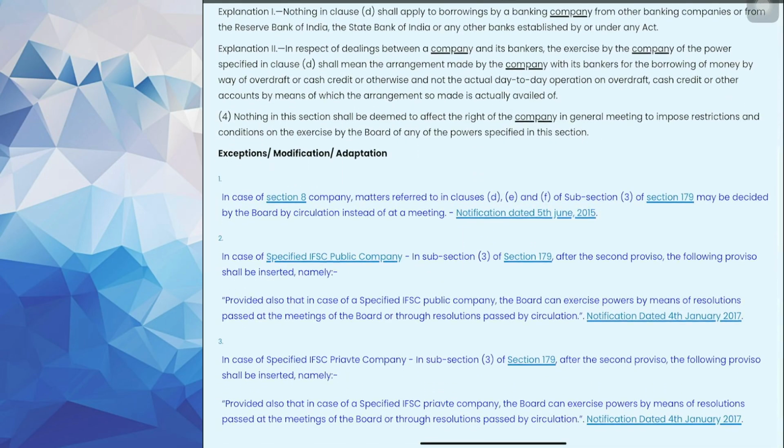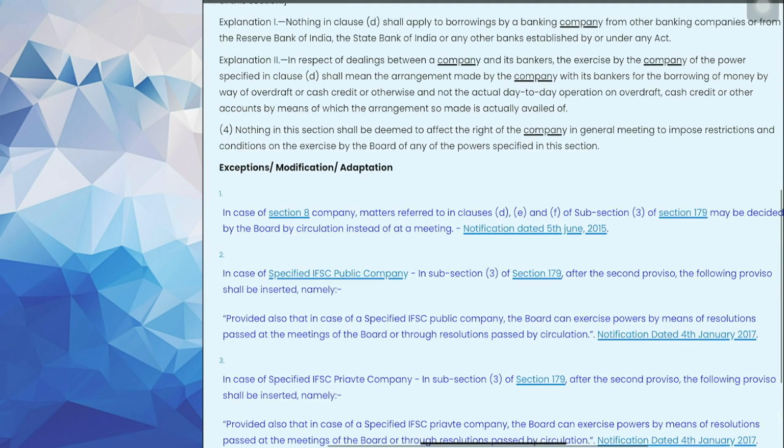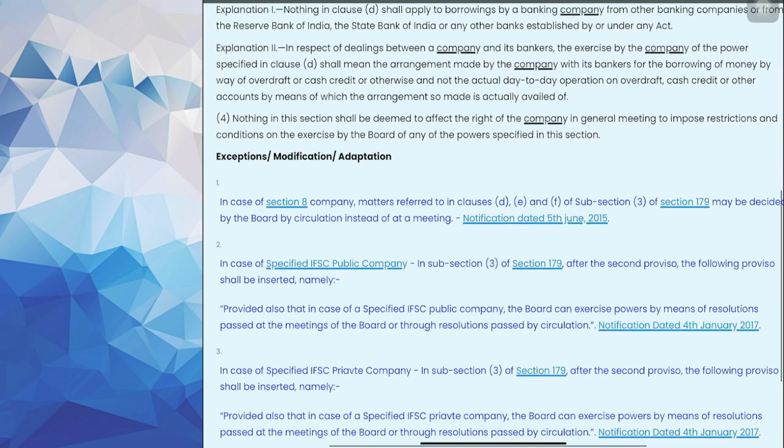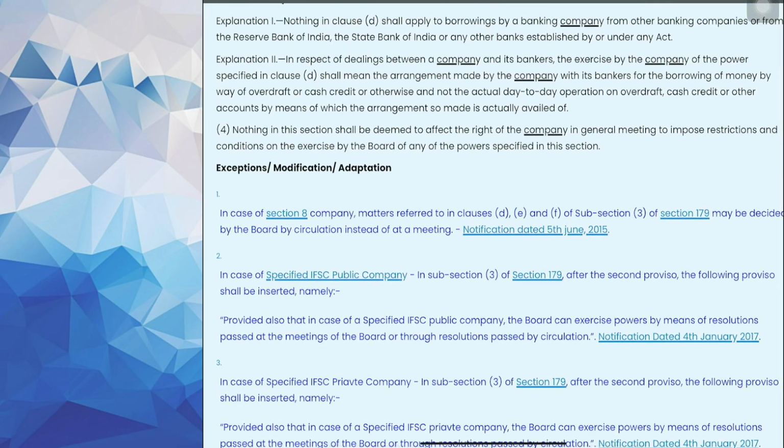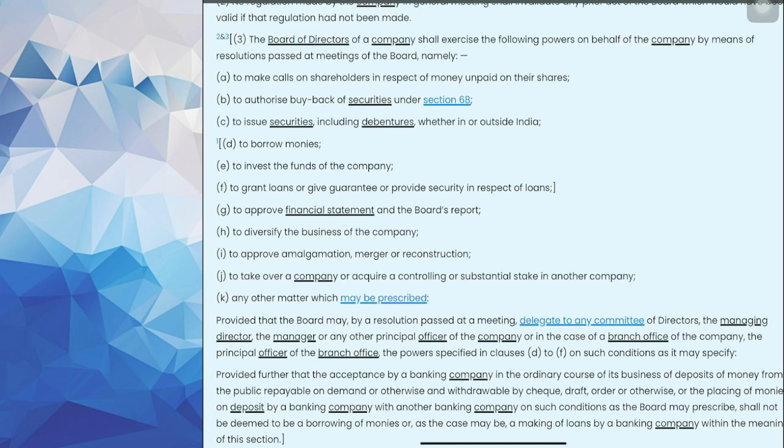But how did shareholders get the power to impose restrictions? Subsection number 4. Nothing in this section shall be deemed to affect the right of the company in a general meeting to impose a restriction. So in a general meeting, shareholders can impose a restriction. In a general meeting, they can impose restrictions through what? Resolution. Those resolutions imposing restrictions we call regulation. Those regulations will take effect prospectively and not retrospectively. If you have completed till now, we will go into the next part. Everyone understood the concept clearly?